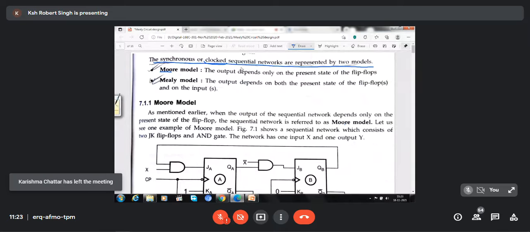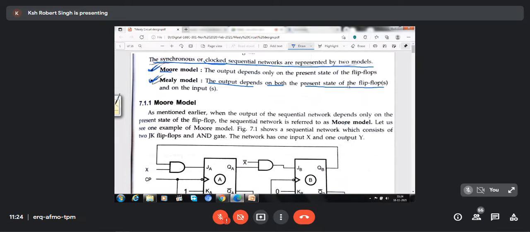can be divided into two types. One is called Moore model, and another is called Mealy model. What is the difference between Moore and Mealy? Just very simple. In Mealy, the output depends on both the present state of the flip-flop. Present state of the flip-flop means what is the output of the flip-flop at present. That is what the flip-flop is storing.